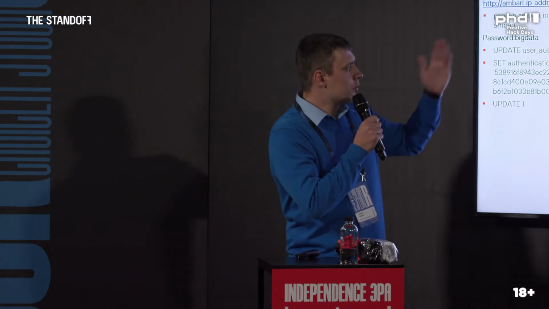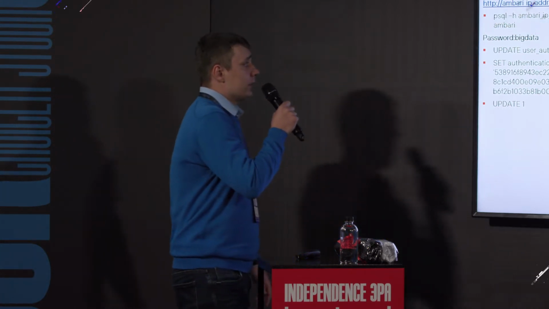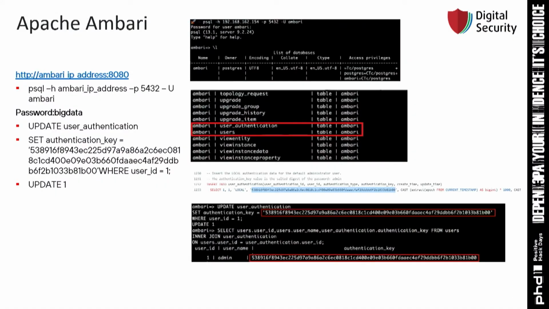and then we will see two charts, user identification and user. What we're interested in is user authentication, of course. Here we can see the authentication key. If we just take a look at GitHub with the Ambari default admin password, you can find it and update user authentication, set authentication key, and change it to admin and get access to the interface.